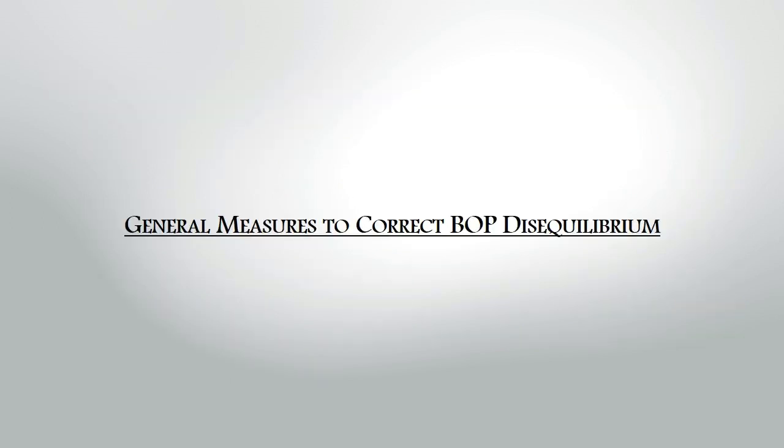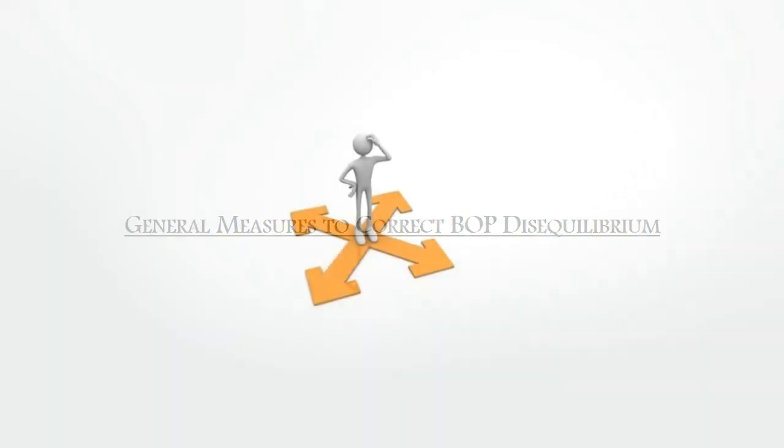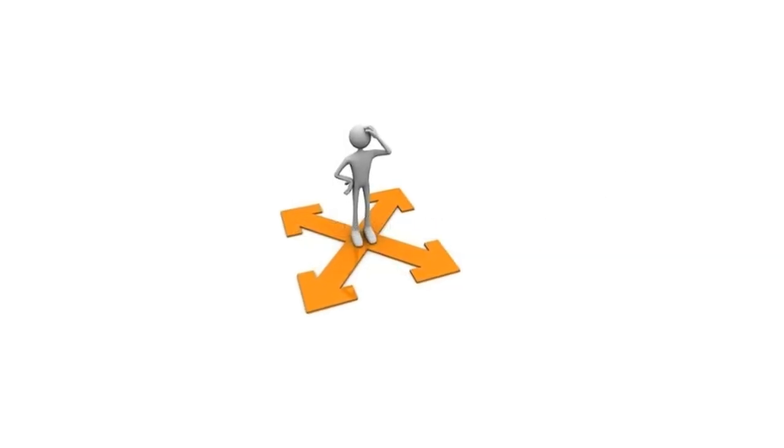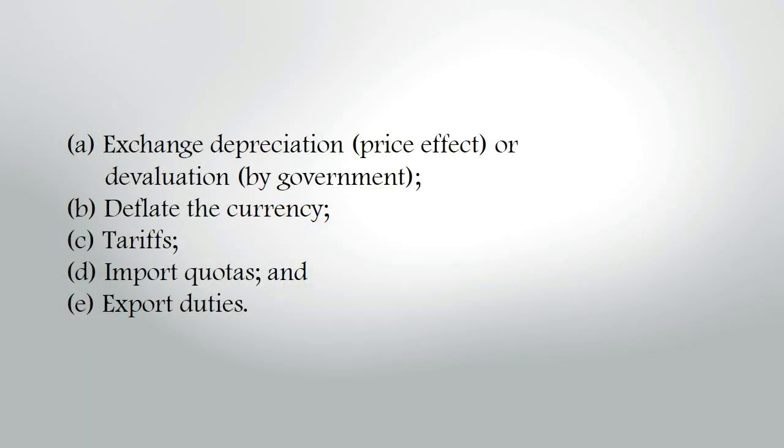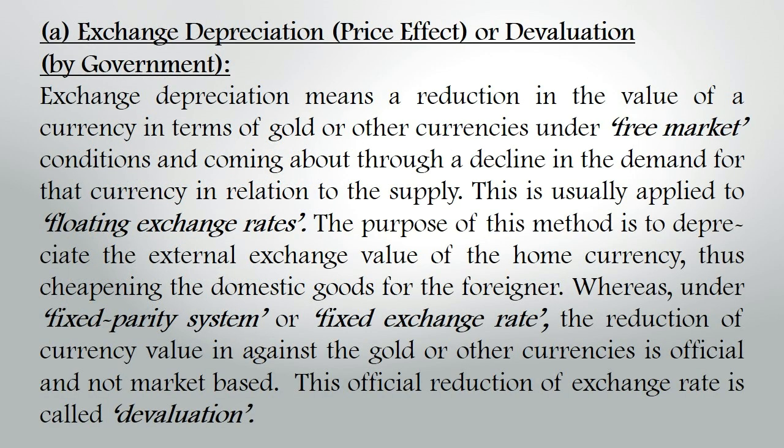General measures to correct BOP disequilibrium. To correct the different types of disequilibrium in BOP, the following general measures are used. A. Exchange depreciation, price effect, or devaluation, by government. B. Deflate the currency. C. Tariffs. D. Import quotas, and E. Export duties.